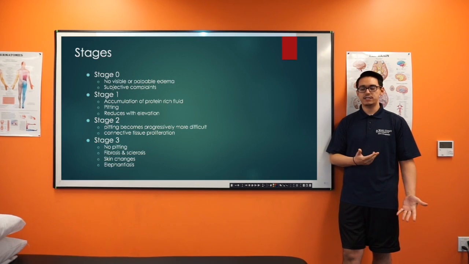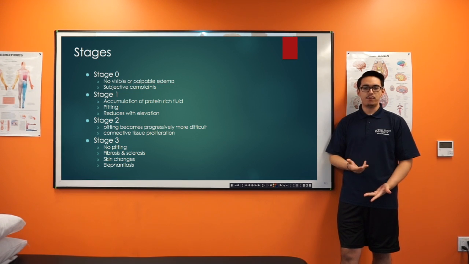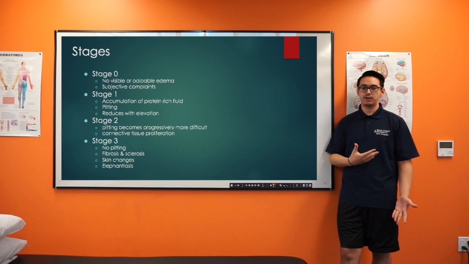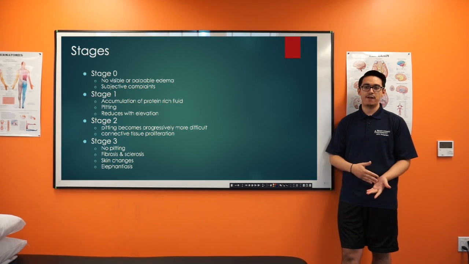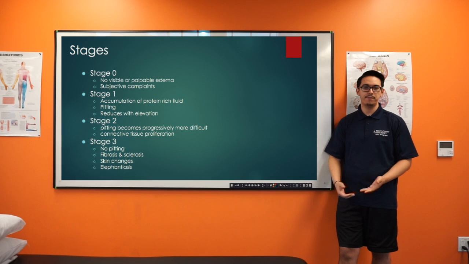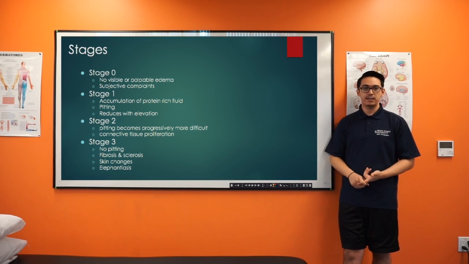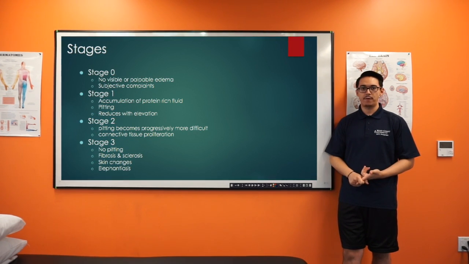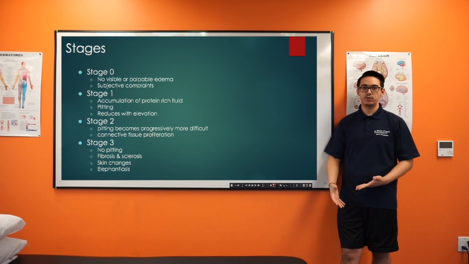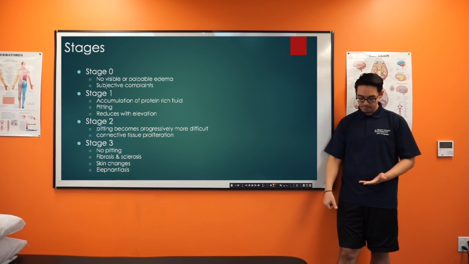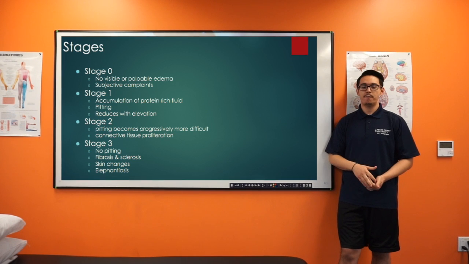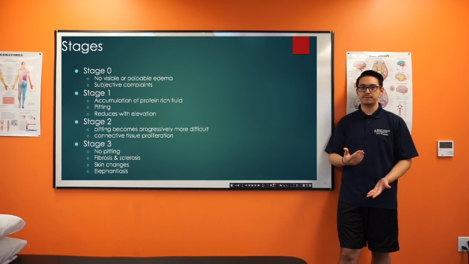So for the stages of lymphedema, it starts off with the pre-stage or stage 0, and at that point the patient does not have any visible edema, and all their complaints are subjective. Like I said before, they will have tightness or heaviness of a limb. Stage 1 will have accumulation of protein-rich fluid, which will lead to edema, and you'll have pitting in the area, but this will actually be reduced with elevation.